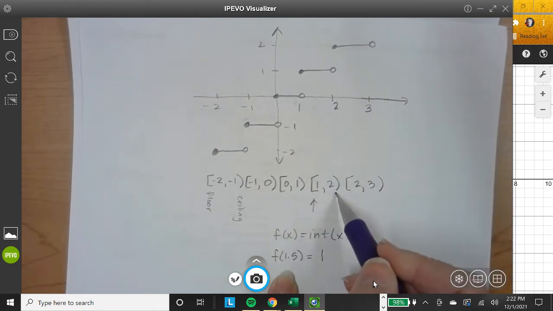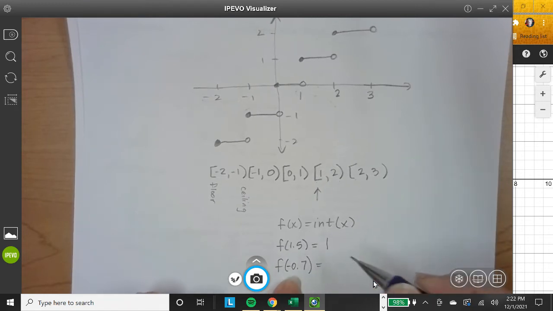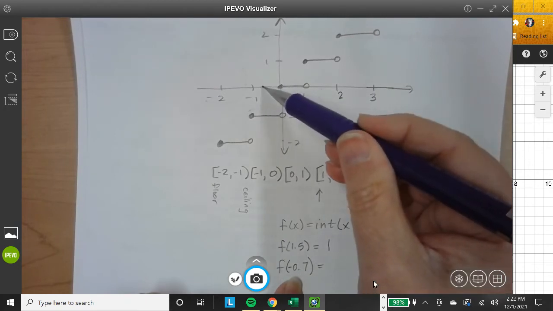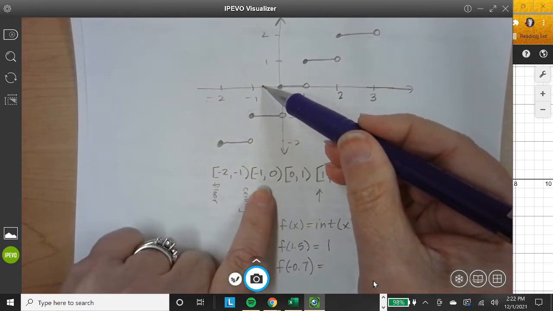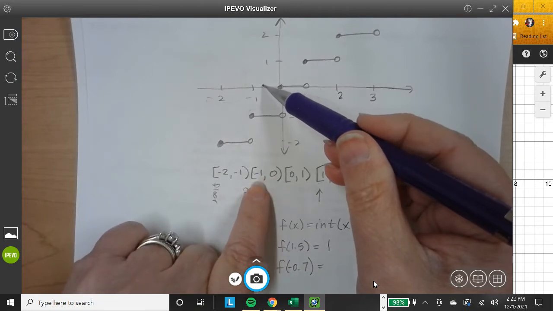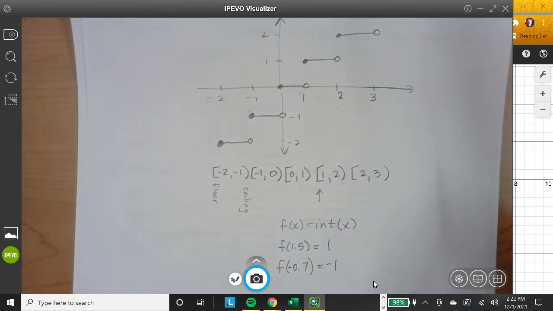Remember, this is floor, ceiling, floor, ceiling. If I wanted to have f of -0.7, what integer interval is -0.7 in? If I plug -0.7 in for x, it's going to be right here. And that's in this integer interval, and its answer would be -1 because that's the floor of that interval. Okay, that's how the function works.